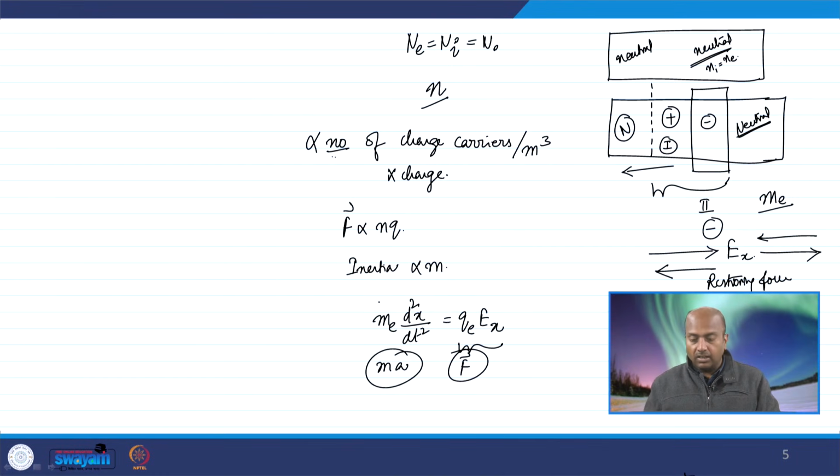Subsequently, in the next class, we will continue this derivation and obtain a simple expression for the plasma frequency.